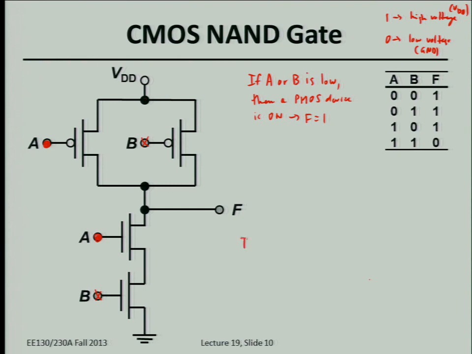Okay. So what is the NMOS's job? If A and B are high, then both NMOS devices are on, so that the output F goes low. Okay? So notice that NMOS and PMOS devices are connected differently in order to provide this complementary function. You never have a path between VDD and ground in steady state, ideally, right? Because there's no combination of A and B that would allow you to turn on one PMOS device and both NMOS devices in this gate.